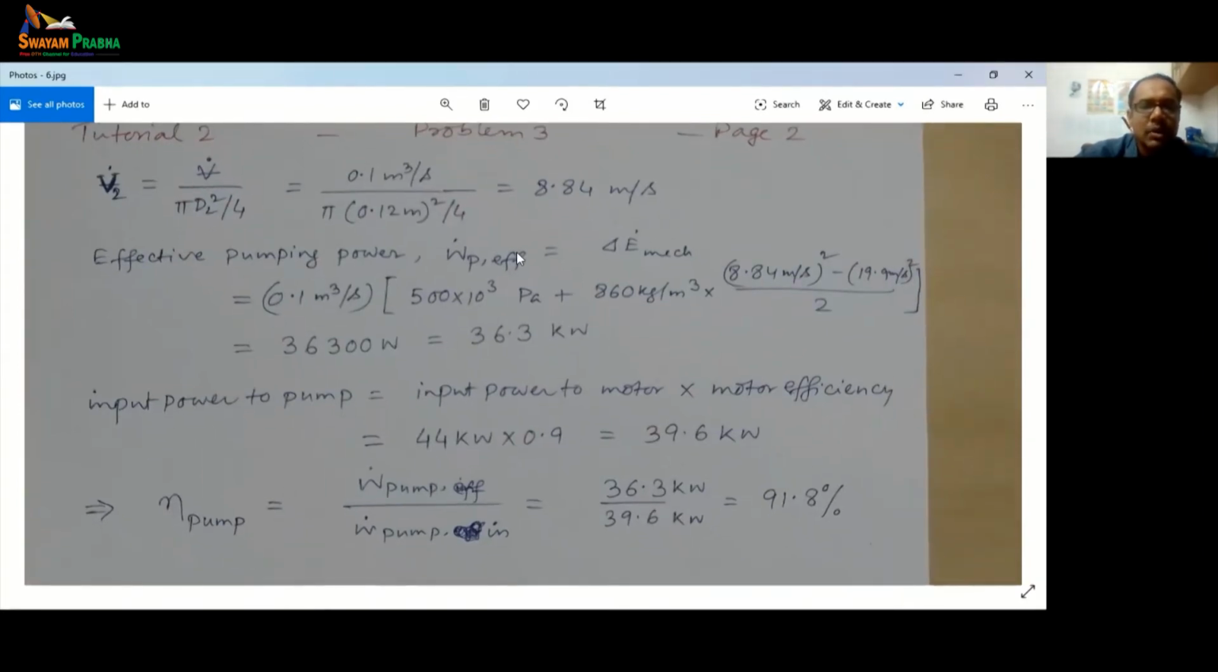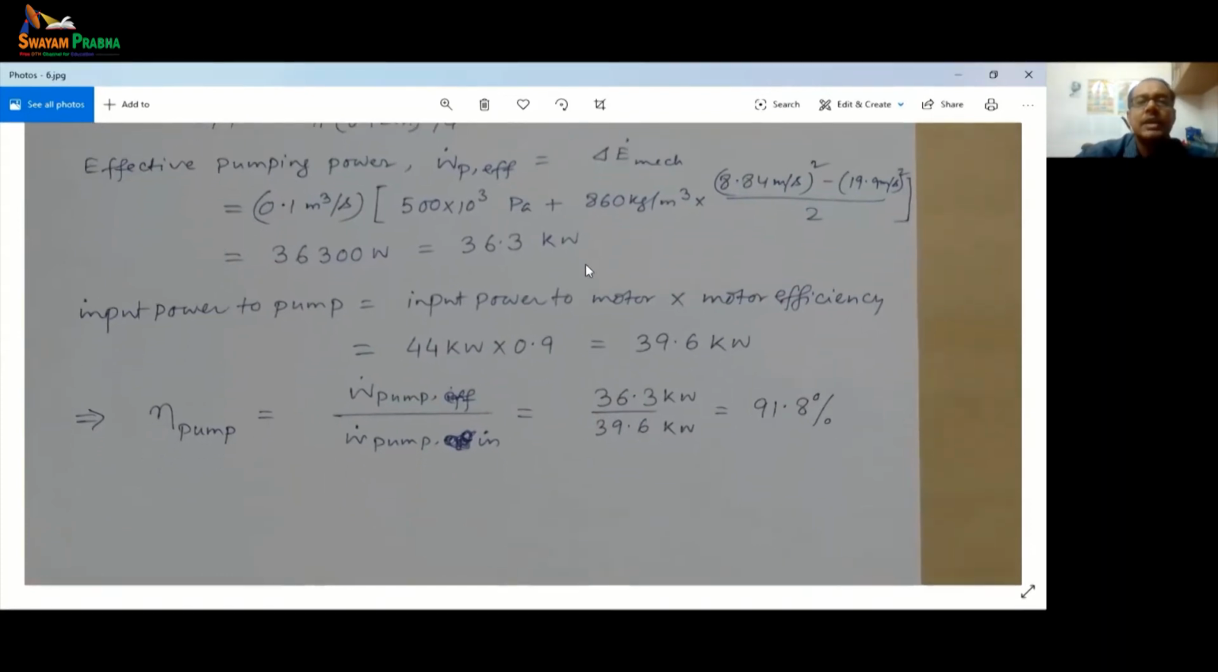So now we'll put all the information that we have found to find this delta E mechanical. Okay, so again I am not going through it, I have just put in the values here, and we will find that the effective pumping power, which is the same as the amount of mechanical energy change of the flow the pump is causing, is 36.3 kilowatt. Okay, so that is the energy or effective energy the pump is inputting into the flow. That's the best way to put it.